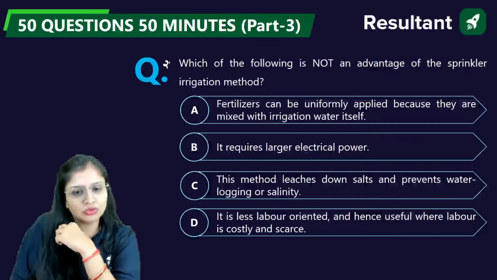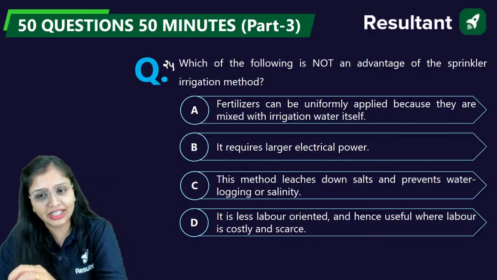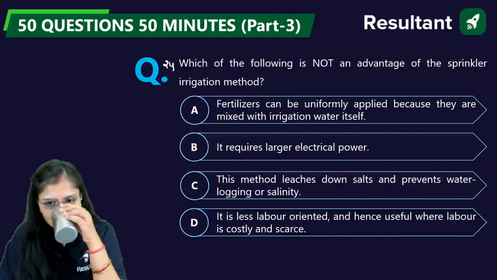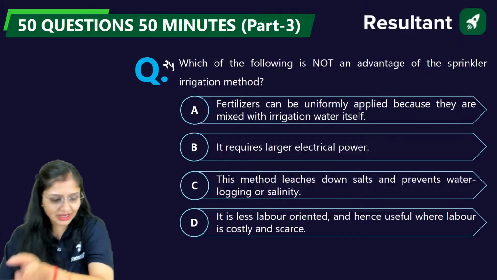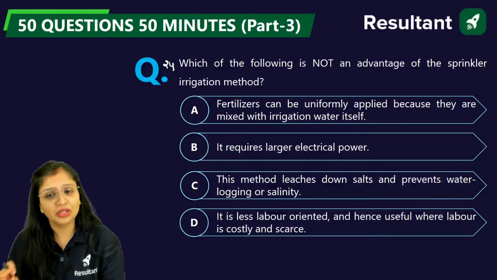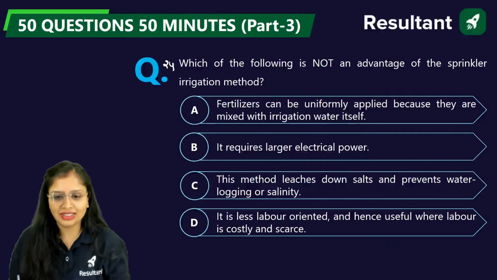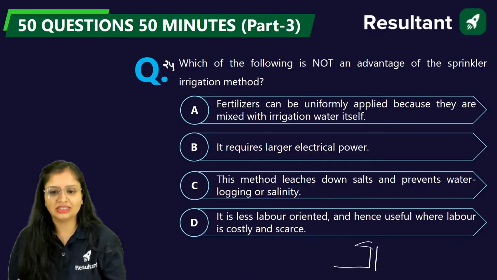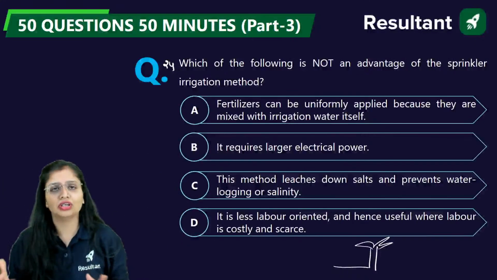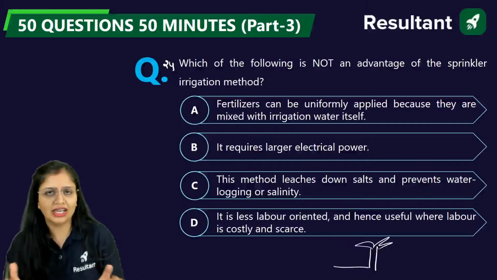Now 24th question. Which of the following is not an advantage of the sprinkler irrigation? Not an advantage means disadvantage. This is very easy. I guess by reading only you'll tell me the answer. Fertilizers can be uniformly applied because they are mixed with irrigation water itself. Yes, because there will be a network of pipes and risers, with rotating arms, different types of pipe systems. So if you mix fertilizers with water, they'll be evenly distributed, but that is an advantage.